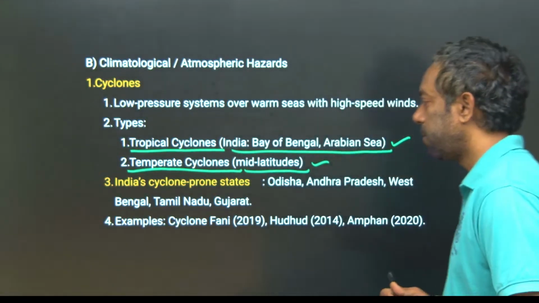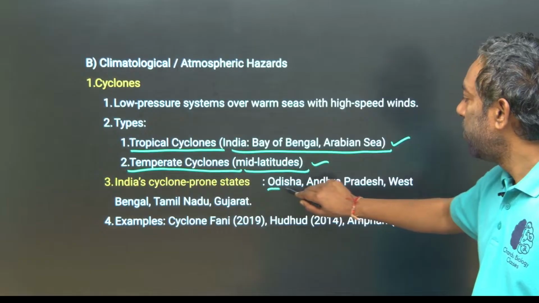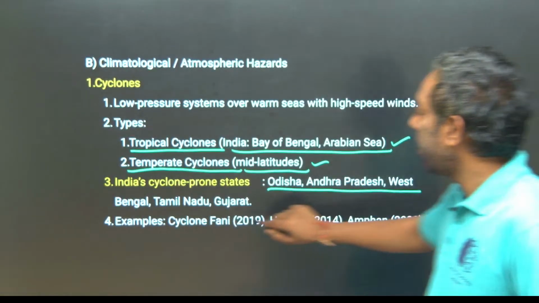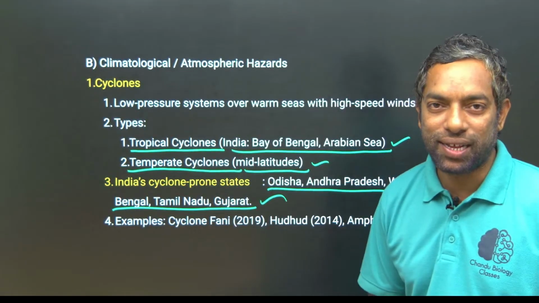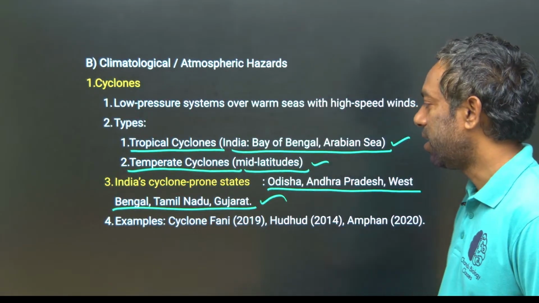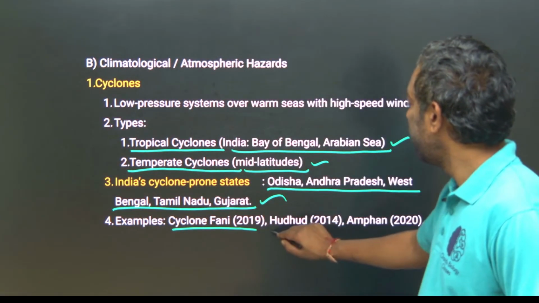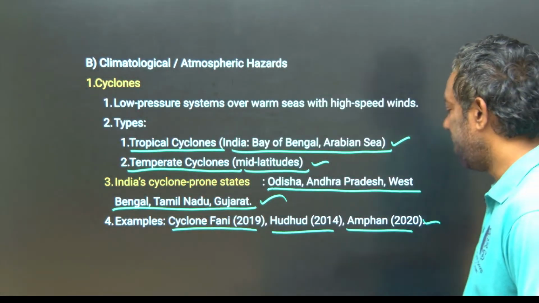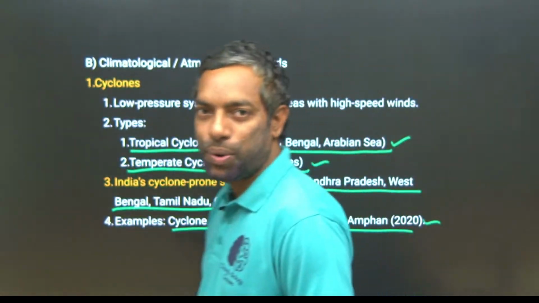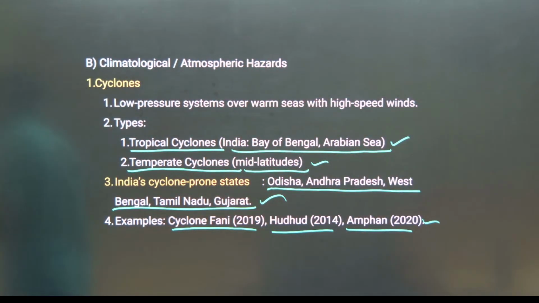And India's cyclone prone states: Odisha, Andhra Pradesh, West Bengal, Tamil Nadu, Gujarat. These are the coastal areas. Examples: Cyclone Fani 2019, Hudhud 2014, and Amphan 2020. These are the cyclone names where cyclones took place recently, guys.